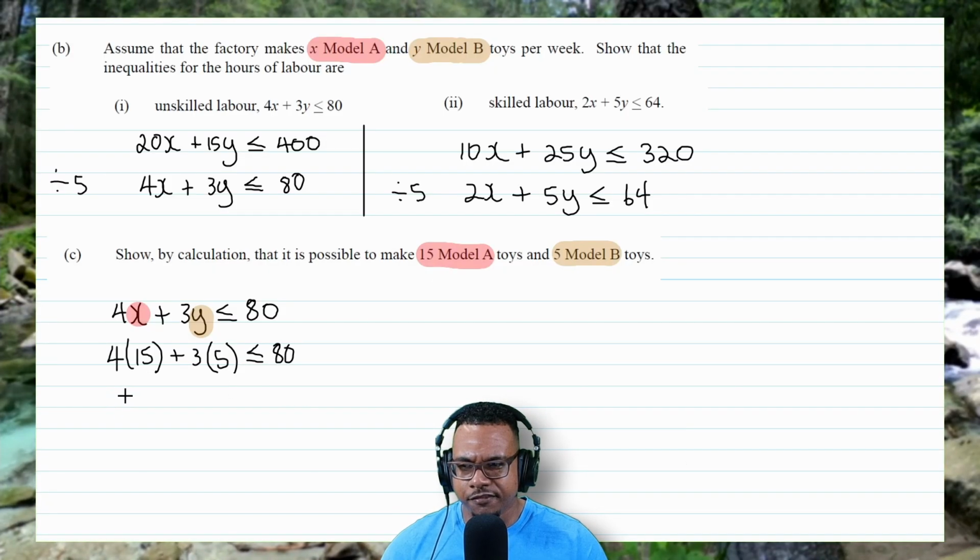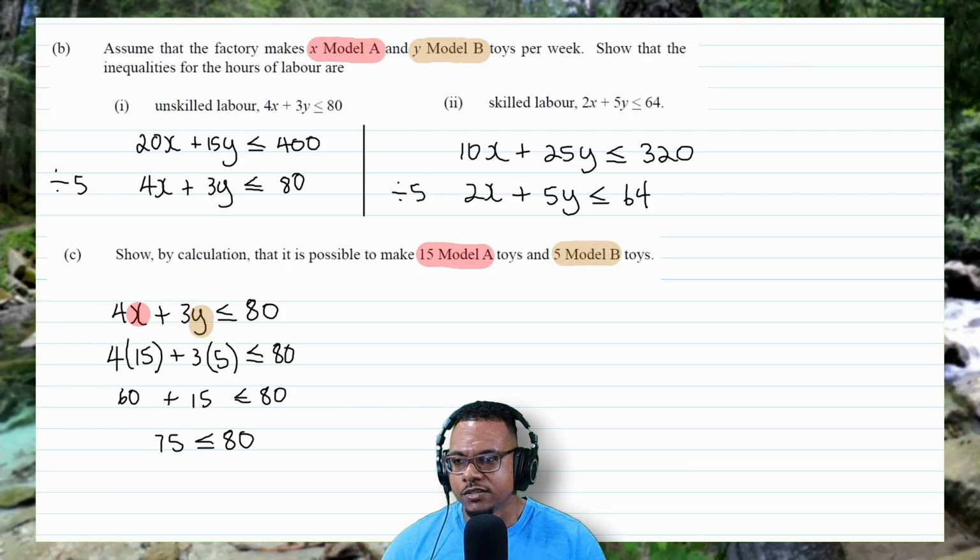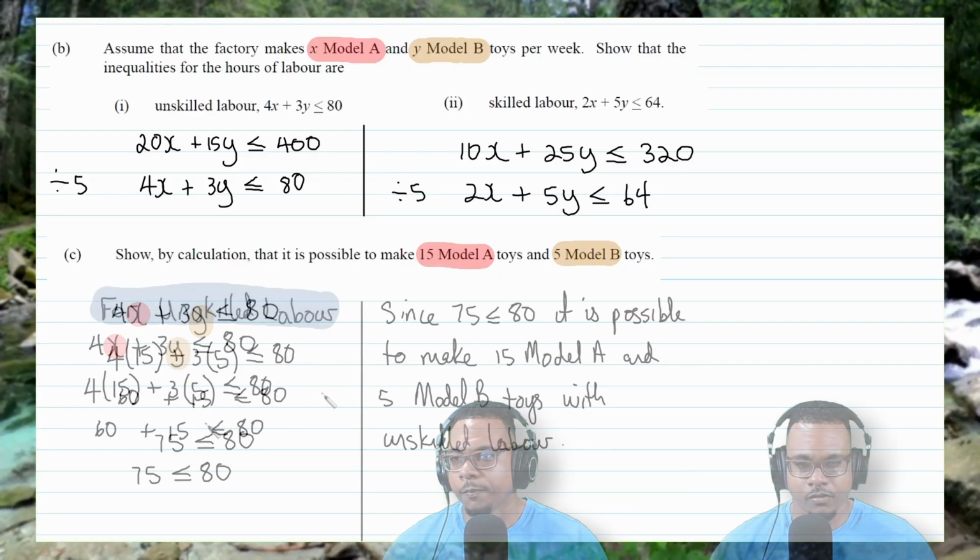So 4 times 15 is 60, and 3 times 5 is 15. And 60 plus 15 is 75. So 75 is less than or equal to 80, and this statement is true. Therefore, it is possible to make 15 Model A toys and 5 Model B toys. Remember, this equation is for the unskilled labor, so this is possible with unskilled labor.